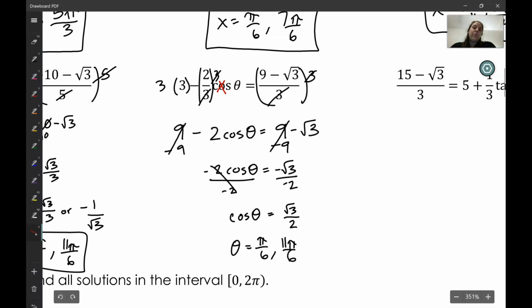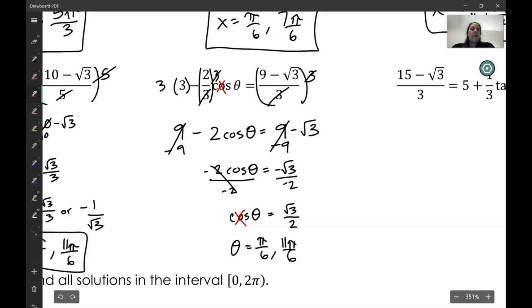Denominators are 3's, so we're going to multiply everything by 3. So I have 3 times 3 is 9. These 3's cancel to just leave the 2, and those 3's cancel to just leave that numerator. I subtract 9 to both sides, and same thing as last time, those cancel. And I have -2 cosine of theta equals -3, so divide by -2 to cancel that. 2 negatives make a positive, so I end up with cosine of theta equals √3/2.